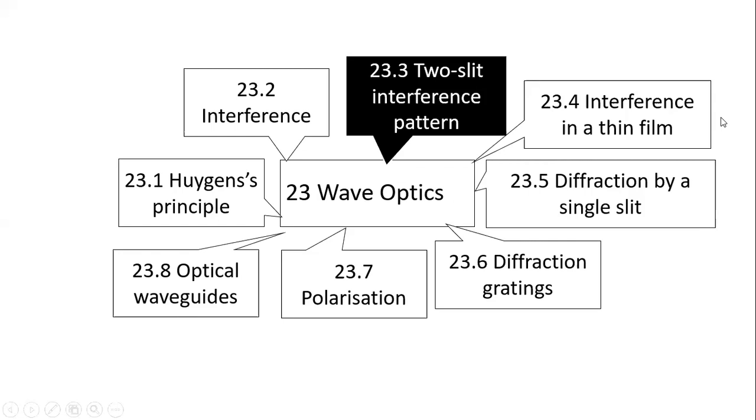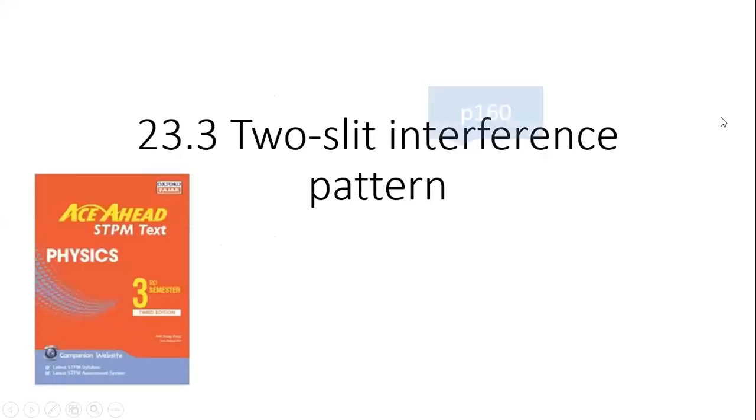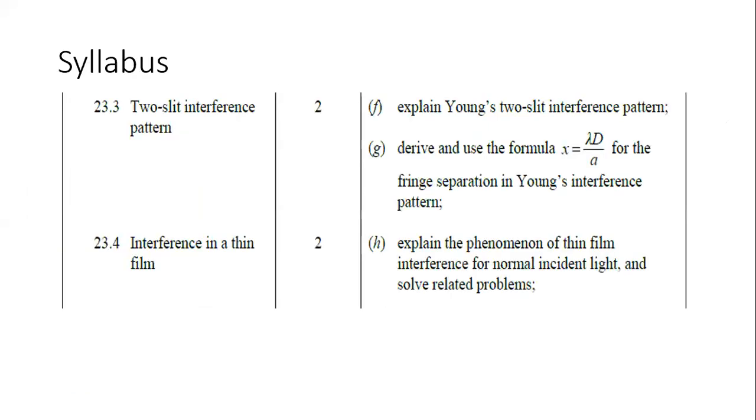Two-slit interference pattern. Right, page 160. Syllabus: explain Young's two-slit interference pattern. Derive and use a formula for fringe separation in Young's interference pattern. Okay, let's go over that.